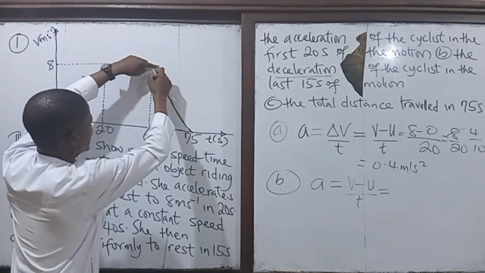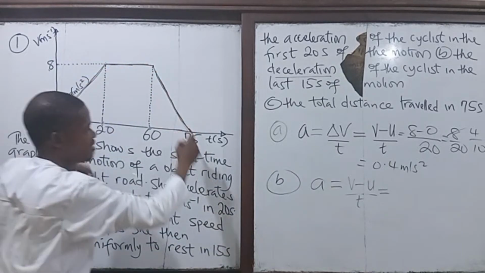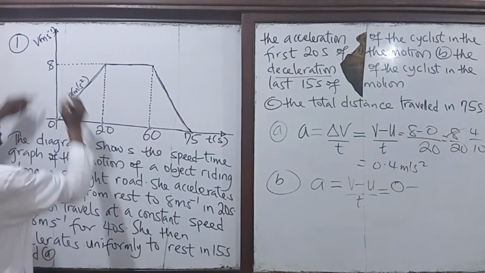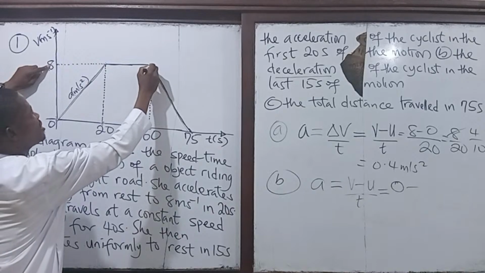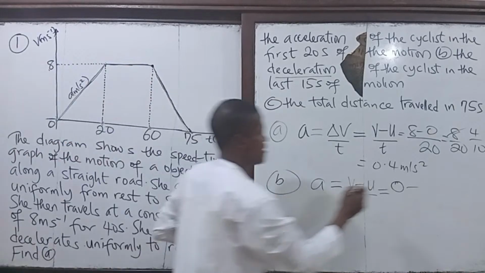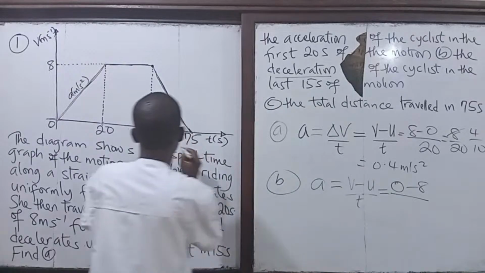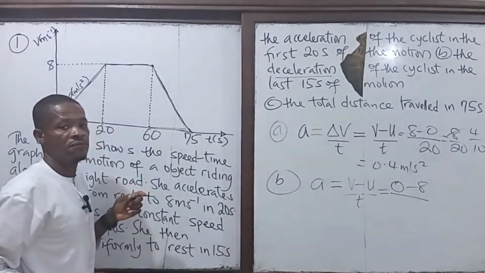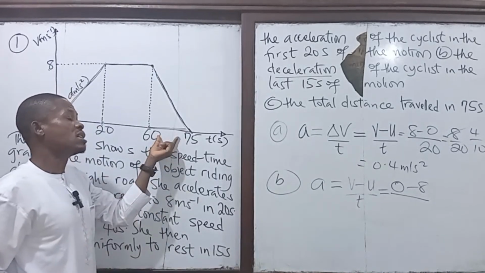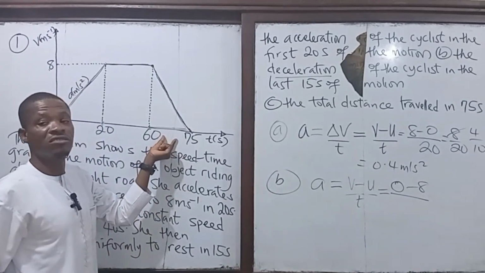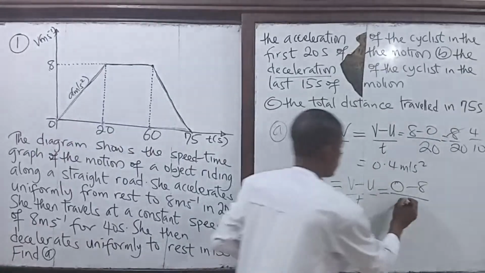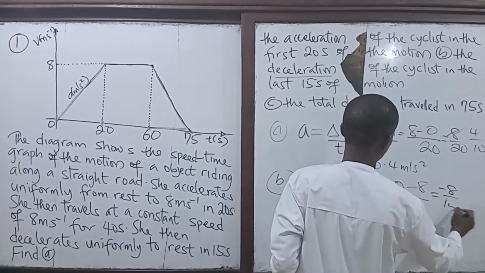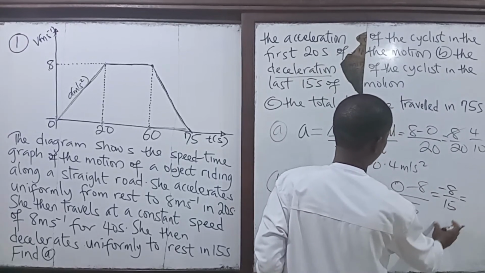When the body comes to rest, the final is 0. The initial will be this 8 meters per second, and the time interval is from 60 to 75. Even in the question, we are told that it spent 15 seconds to come to rest. So that's minus 8 over 15. We just need a calculator at this place to get the answer.